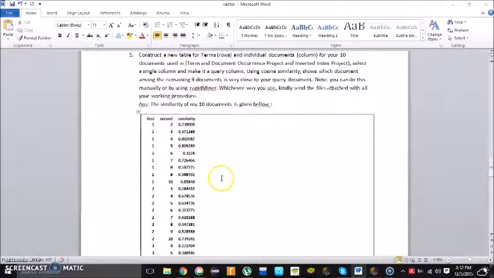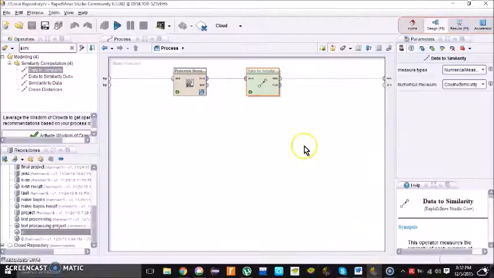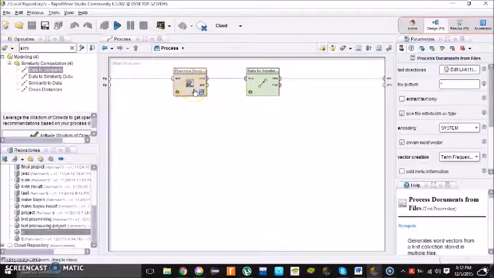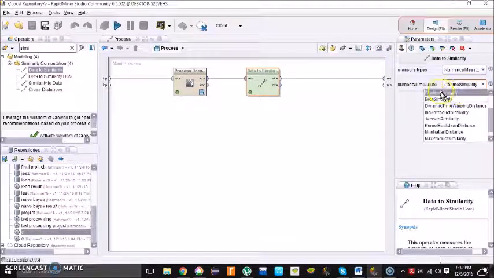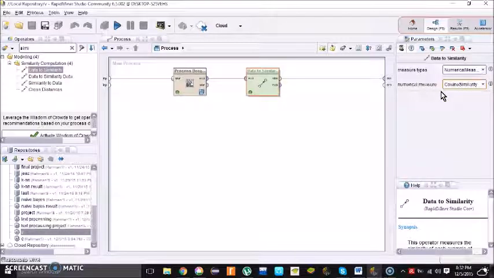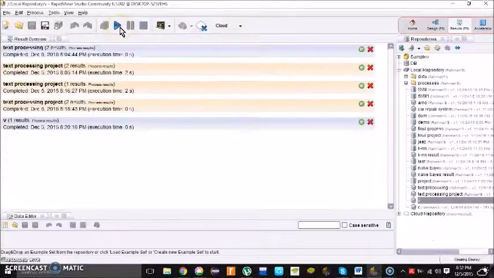Okay. For the cosine similarity, you can easily use RapidMiner to calculate it. So for this, go to RapidMiner. First, use the text processing that you have used for your 10 documents. After that, go here, type similarity, data to similarity, this option, drag it over here, connect the first line, and for the data similarity, you have to make some changes. The measure type should be numerical, and the numerical measure should be cosine similarity, because we want to calculate the similarity. Okay, run it.